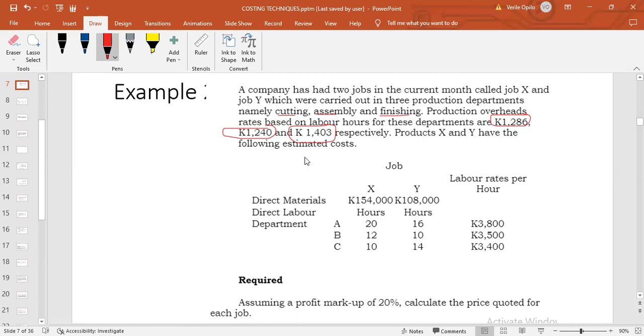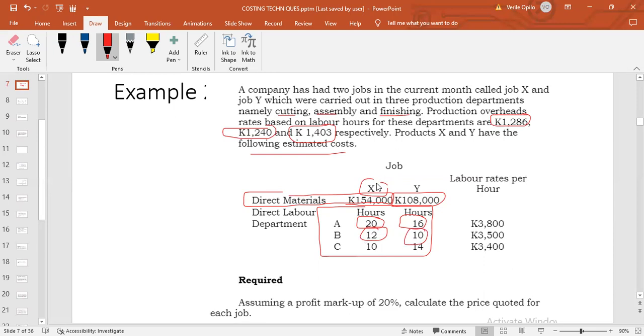Then you're told that product X and Y have the following estimated costs. So we have the direct materials of product X. This one is going to cost them 154,000. And then for direct material for product Y, this one costs 108,000. Then we've been given the direct labor hours per each department. So you're told that the labor hours for department A is equal to 20 hours for product X. And then for product Y, it spends 16 direct labor hours in department A.